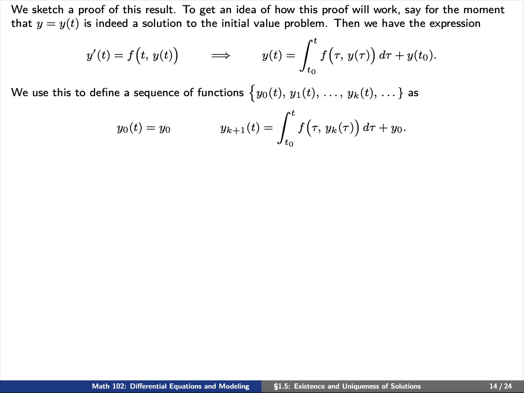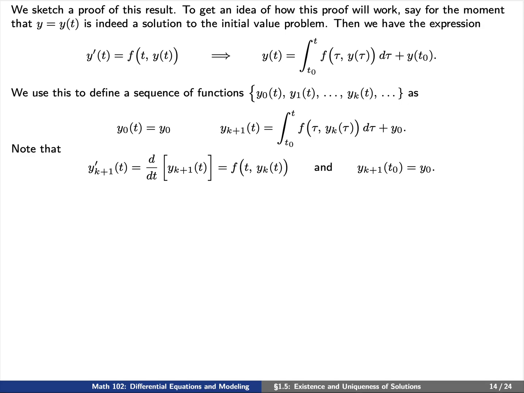We're going to use this expression to define a sequence of functions y sub 0 of t, y sub 1 of t, and so forth as follows. First, define y sub 0 of t as just the constant function that takes on the constant value y sub 0. Next, let's define y sub k plus 1 of t as the integral from t0 to t of the function f evaluated at tau, y sub k of tau d tau, plus the constant y sub 0.